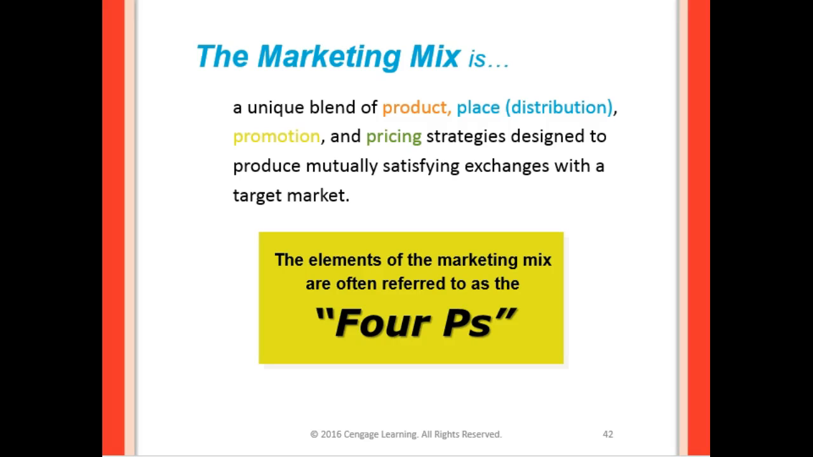And what the 4 P's include, you have product, you have place, which is also known as distribution. Place is the physical location. Distribution is getting your products to the customer. Promotion and pricing.